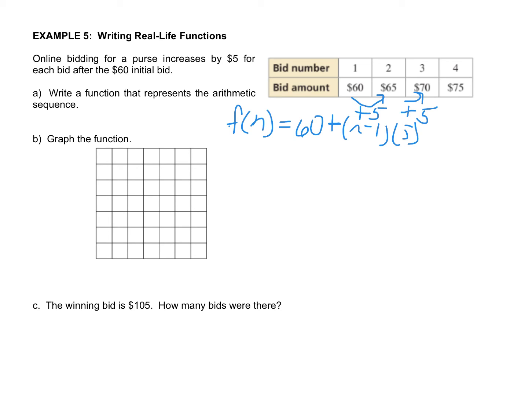So the common difference is the number we're adding to the previous terms. We're adding a positive 5. And then again, to clear this up a little bit better, we do want to turn this into a neater, easier to read formula. So again, if I use my distributive property, it's a little bit of a backwards way to do it because we usually have the number on the front, but we would get 5n minus 5.